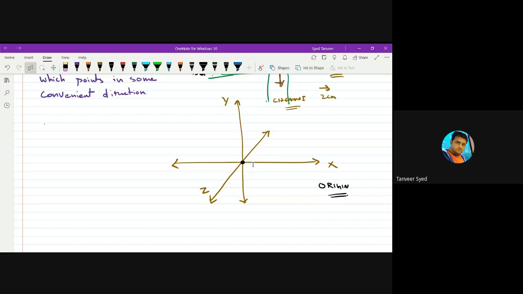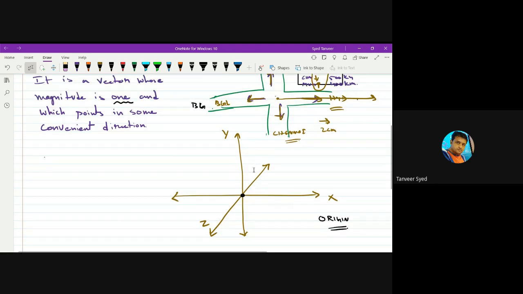These are like our digits from 0 to 9. There are only 10 digits. Combining these digits, you can write infinite numbers by arranging them in one proper order. You can write infinite numbers. There is no end to that. Similarly, using these three x, y, and z directions, we can represent infinite directions.